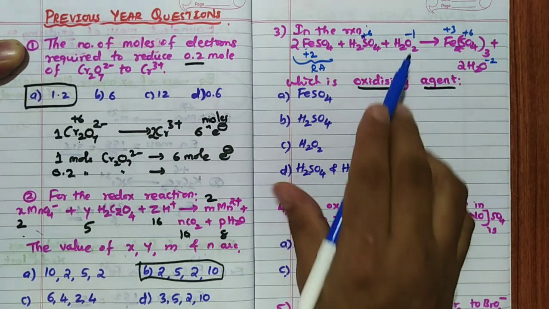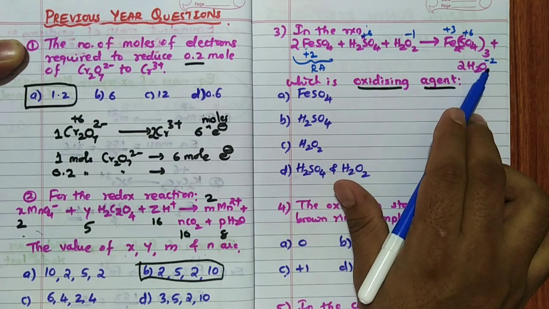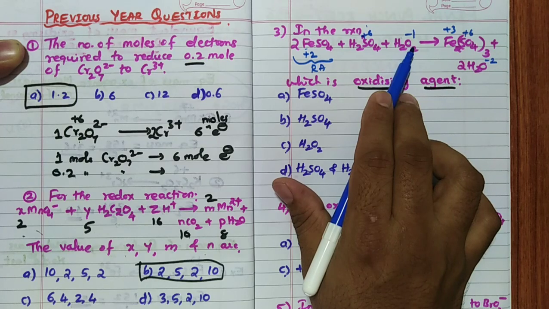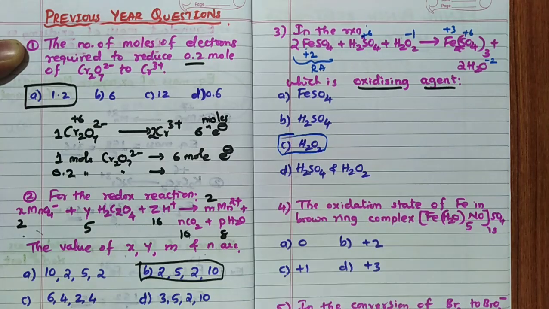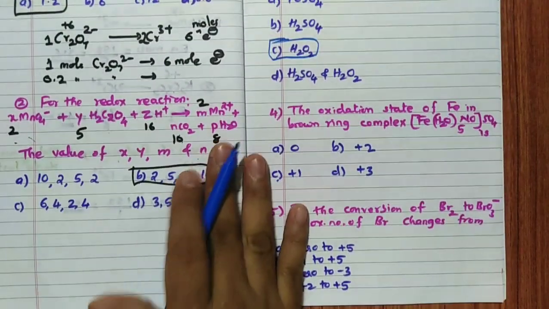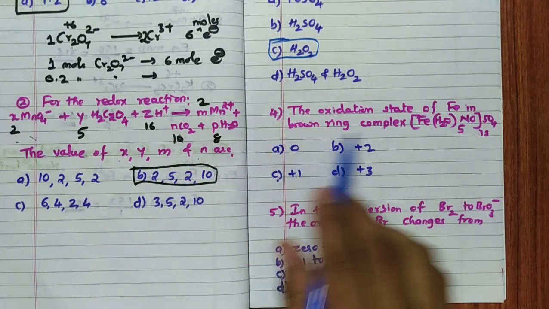Which means oxygen present in the H2O2 has undergone reduction, which means it should be the oxidizing agent. So H2O2 is the oxidizing agent. How to identify? You have to see in which compound the element undergoes oxidation, that is the reducing agent. In which compound the element undergoes reduction, that is the oxidizing agent. Remember that. Then, oxidation state of Fe in the brown ring complex.